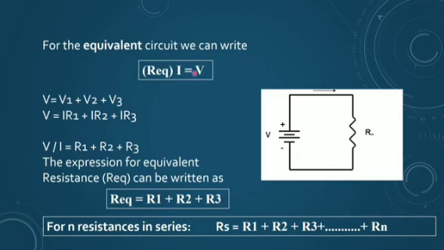If I compare these two equations, then R equivalent comes out to be R1 plus R2 plus R3. And of course, if there are n resistances, then you have to add all the n resistances. The equivalent resistance for the series combination I may write as RS also. That is your choice. You can write R equivalent or RS, both are equally correct.